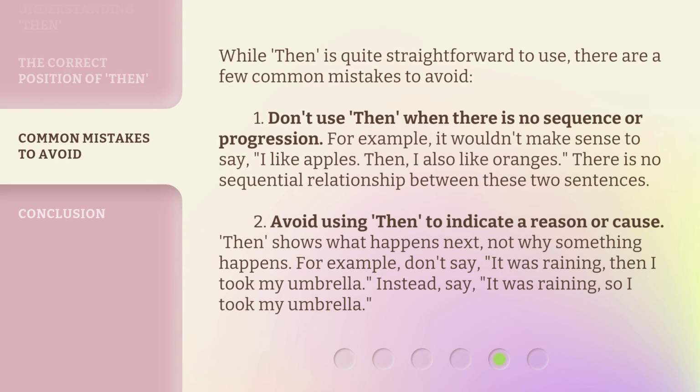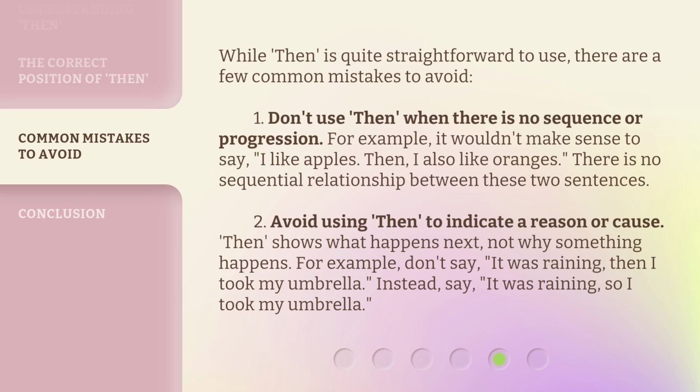While "then" is quite straightforward to use, there are a few common mistakes to avoid. 1. Don't use "then" when there is no sequence or progression. For example, it wouldn't make sense to say, I like apples. Then, I also like oranges. There is no sequential relationship between these two sentences.